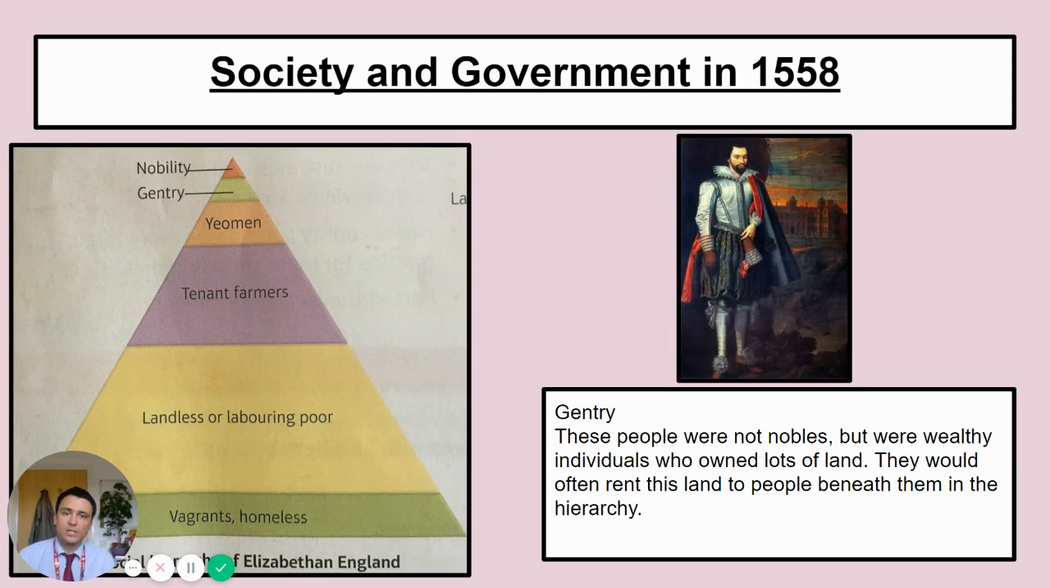Moving down, we've then got the gentry. These aren't nobles, but they are wealthy individuals. They own lots of lands themselves, and they would often rent this land to people beneath them in the hierarchy. So it would say, okay, you can rent these fields from me for more money so I can keep my power as a result.